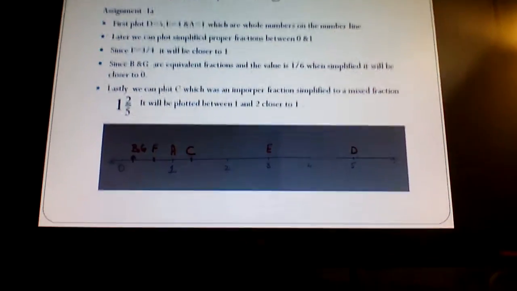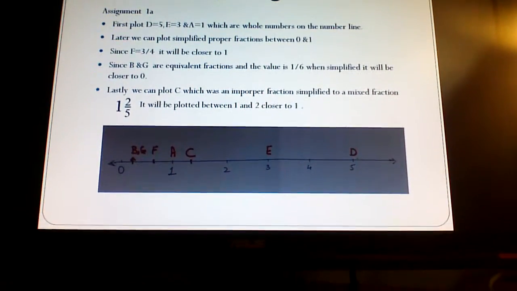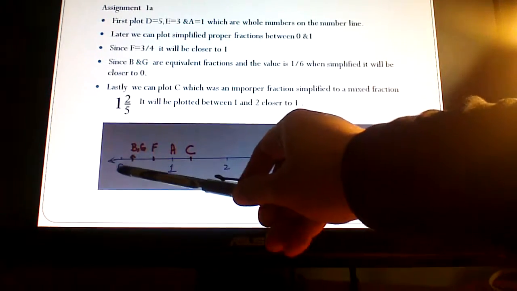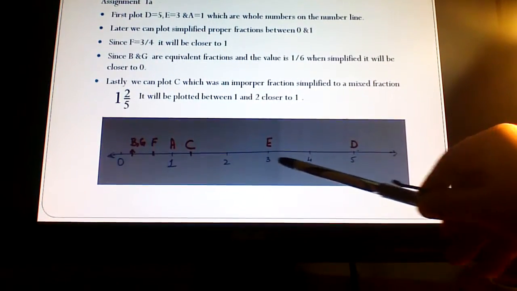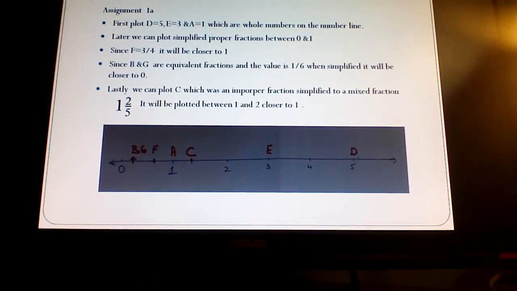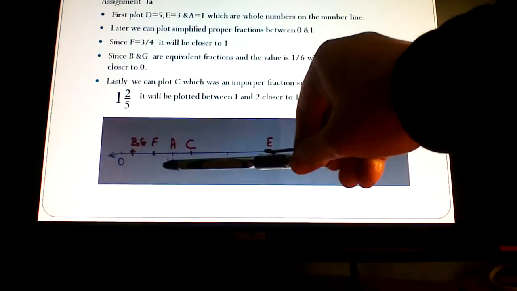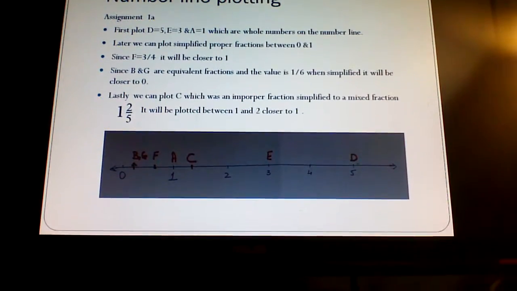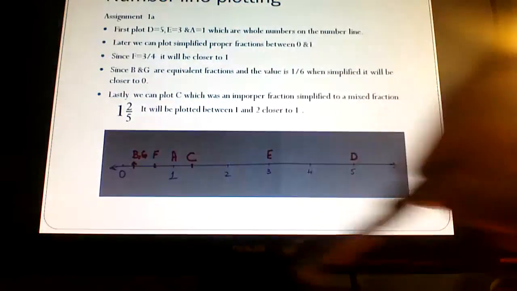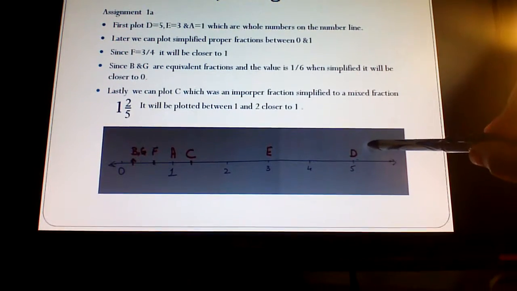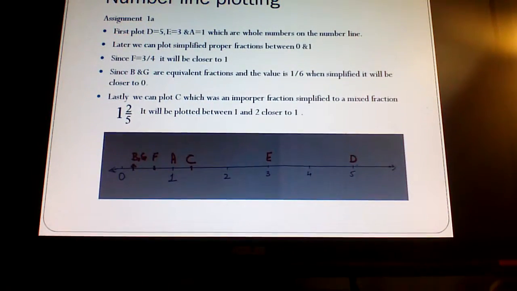To plot the number line, let's draw this number line from 0 to 5 and plot the values 0, 1, 2, 3, 4 and 5 equidistant on this number line. Let's give number 1 the name A, since the value of A in our fraction was 1. The value of fraction E was 3 and the value of fraction D was 5.